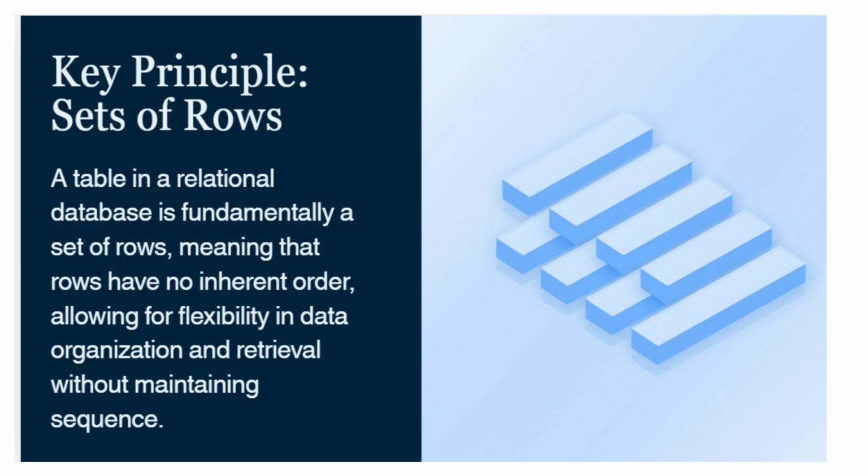Finally, here's the key principle. A table is a set of rows, and since sets have no inherent order, the rows in a table are not stored in any particular sequence. If you want order, you must explicitly request it in your query.